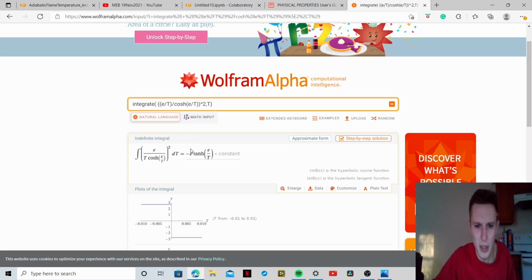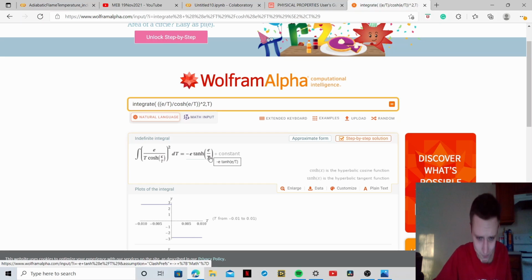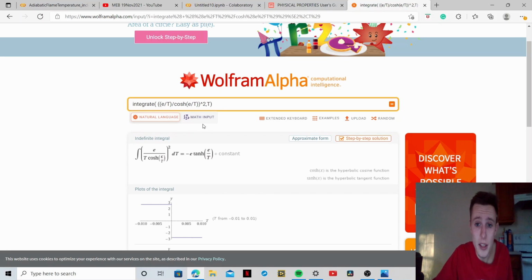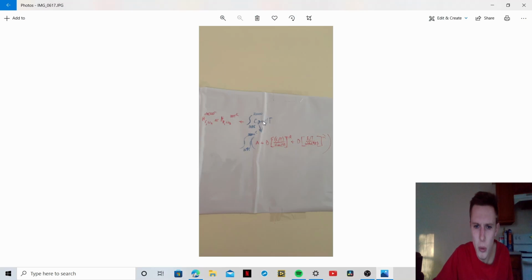All right, and here we have it. We notice there's a negative sign here. So it's a negative E coefficient times our hyperbolic tangent of E over temperature. So we can take these and actually plug them in for our values up here and integrate them over 298 to 2000 and actually help us solve a little more.